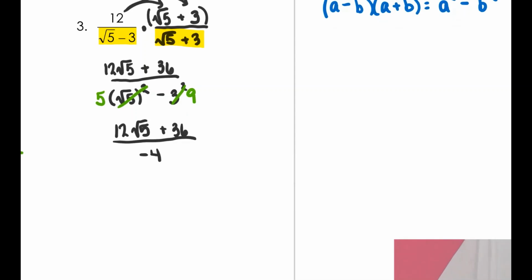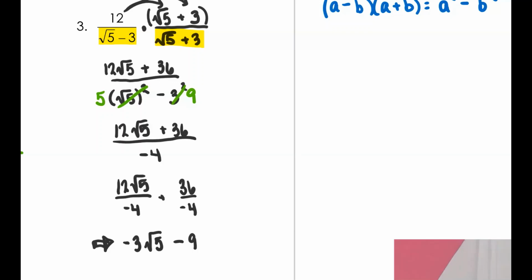So if I separated that into two separate fractions, notice that I have 12 root 5 over negative 4, and then plus 36 over negative 4. Well, again, any term that's not inside the root, I can simplify on that. So my first term would be negative 3 root 5, and then my second fraction, of course, reduces to negative 9. So that's my final answer for this one. And you do need to simplify that whenever you can reduce those fractions.